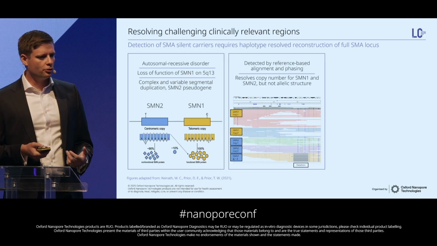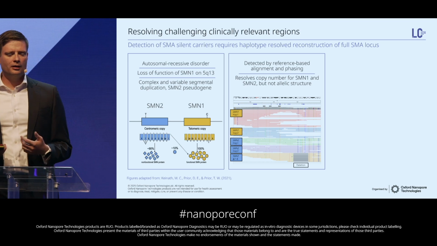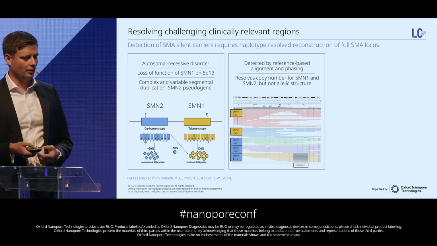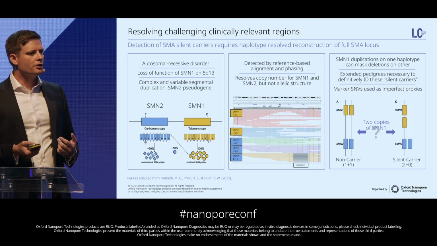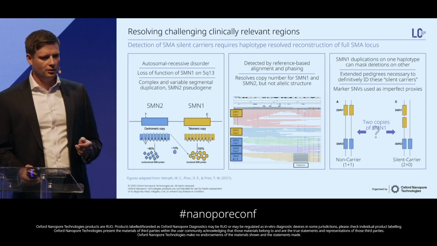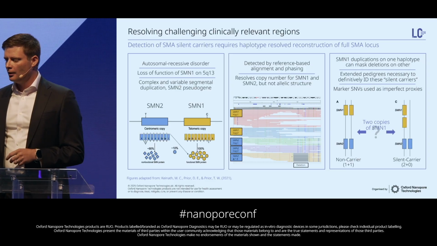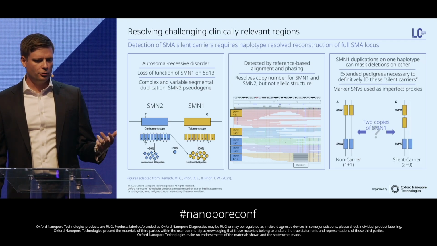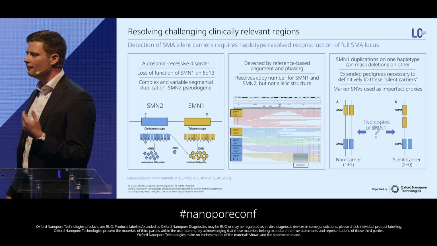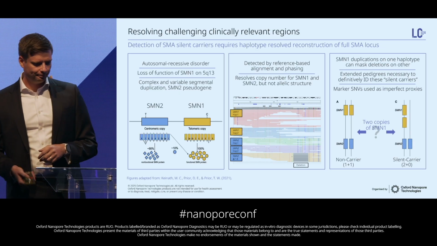Alignment-based approaches can show copy numbers for both SMN1 and SMN2 and identify carriers that only have one functional copy of SMN1. However, there's a class of carrier known as a silent carrier, where a duplication of SMN1 on one haplotype masks a deletion on the other. Right now, there are some marker SNPs that can indicate that you might be a silent carrier, but the only way to definitively resolve this without assembly is extended pedigree studies.